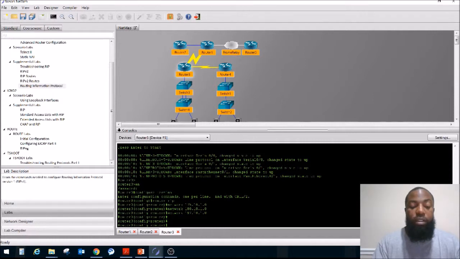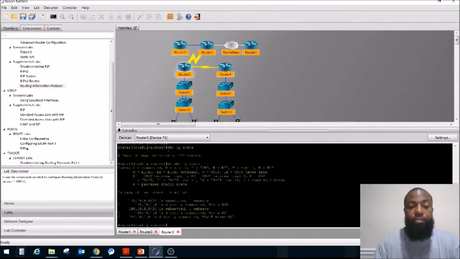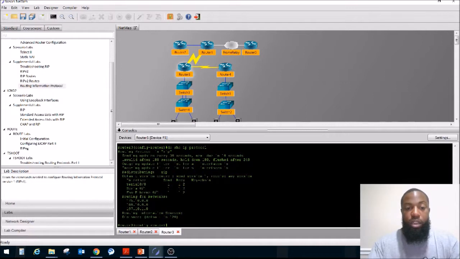Let's do some show commands here. Do show IP route. You see, we got the 175.10. We haven't learned any RIP networks yet. These are all connected networks, right? So let's do a show IP protocols. Make sure we're doing that correctly, and we are routing for those networks right there, right?